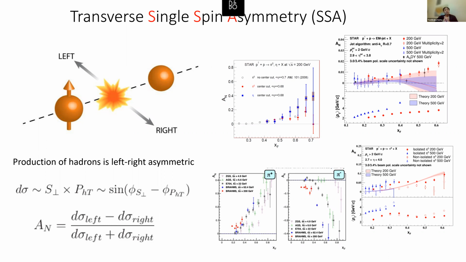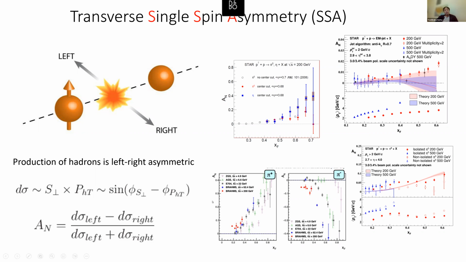Then you count the number of particles produced on the left-hand side and the right-hand side, and they are different. So there is a sine modulation, a correlation between the direction of the spin and the direction of the produced hadron. This is called the Sivers asymmetry. And so experimentally, people usually take this ratio A sub N, which is basically the difference of the cross section on the left and right divided by the average.